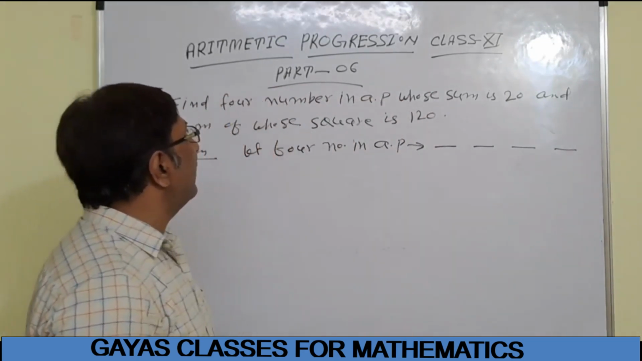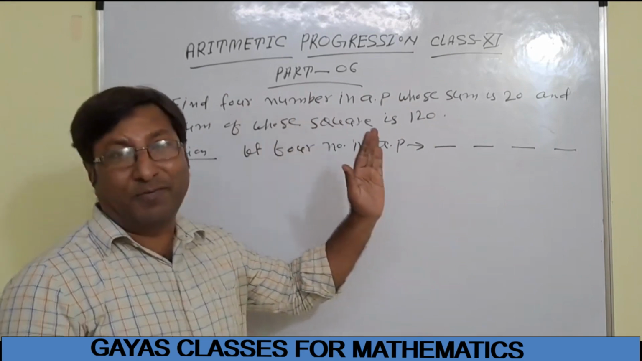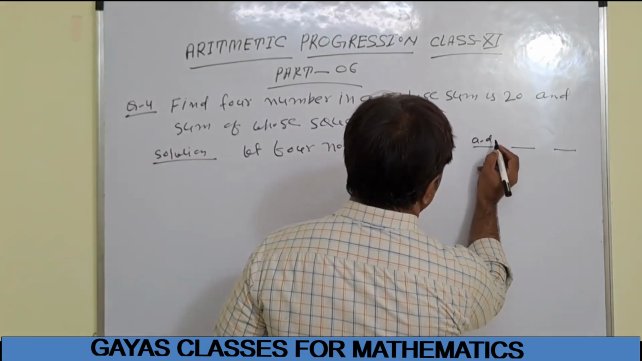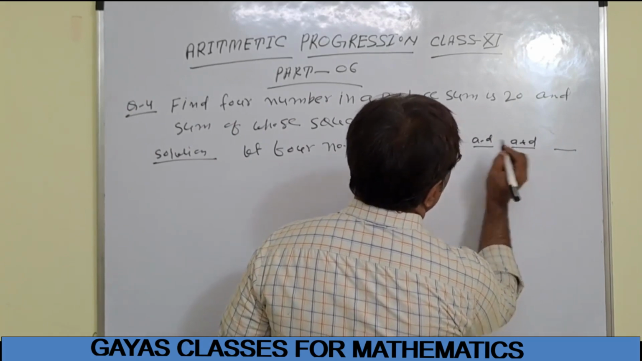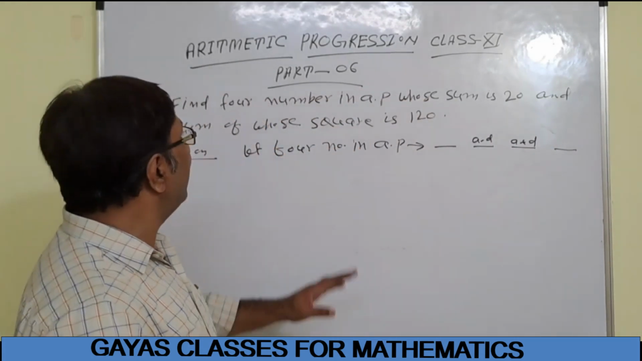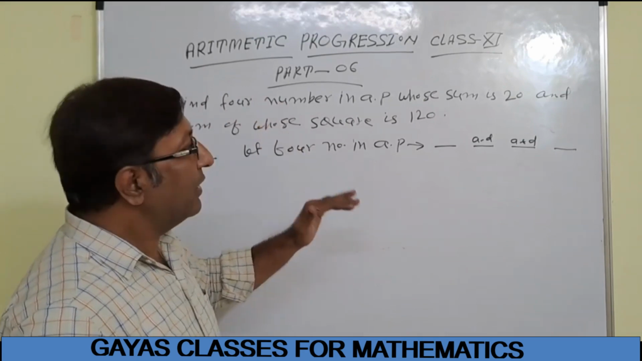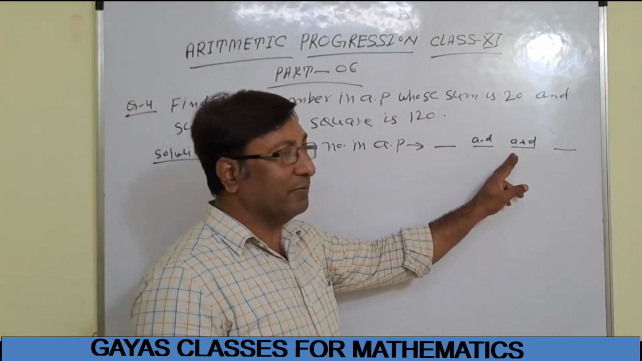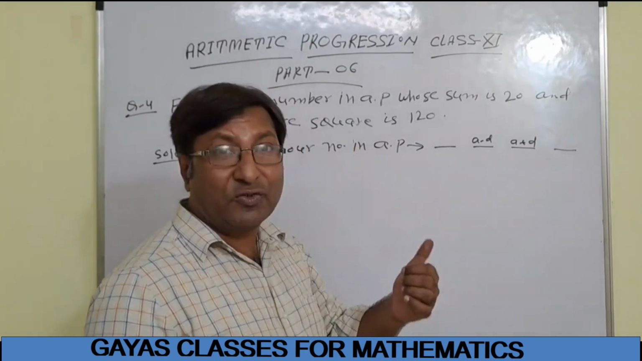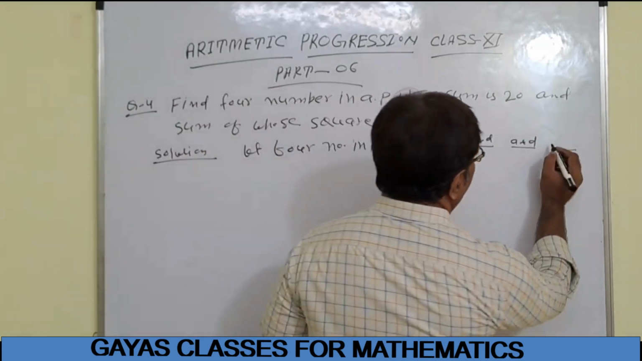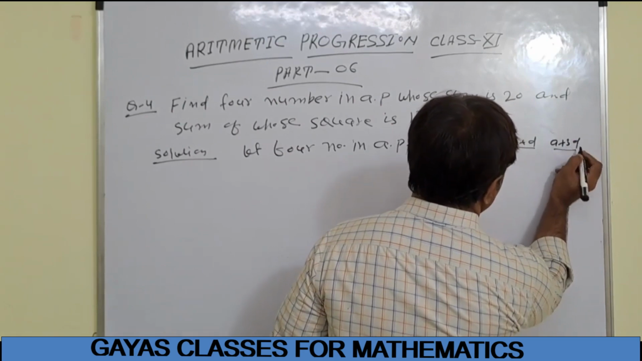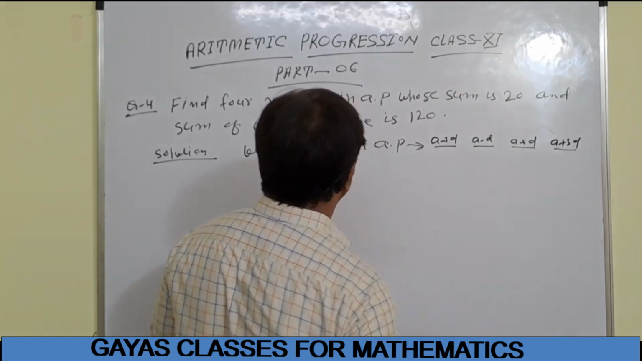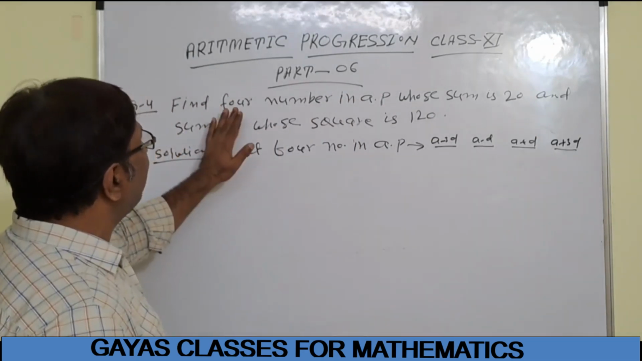The technique is: when we are taking an even number of terms, always remember the middle terms will be A minus D and A plus D. Maybe 2, maybe 4, maybe 6, maybe 8 terms. Now the common difference is always 2D. So the next number will be A plus 3D, and the first will be A minus 3D.